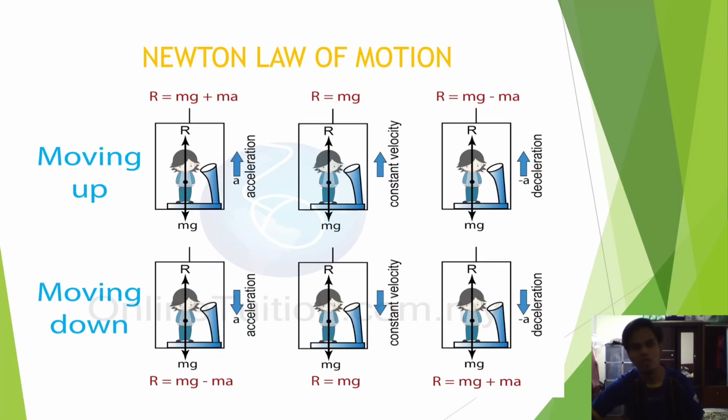Okay, Newton's law of motion. If the lift is moving up, R equals mg plus ma for acceleration. R equals mg if the velocity is constant. R equals mg minus ma if negative a, deceleration. For the lift moving down, R equals mg minus ma for acceleration. R equals mg, same as moving up, for constant velocity. R equals mg plus ma for negative a, deceleration. Okay, that's all.